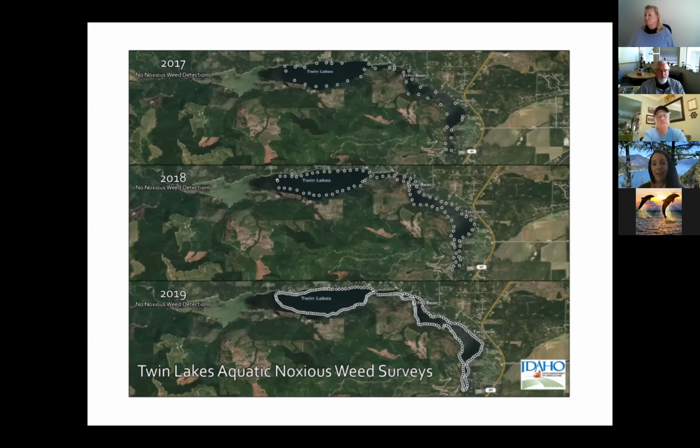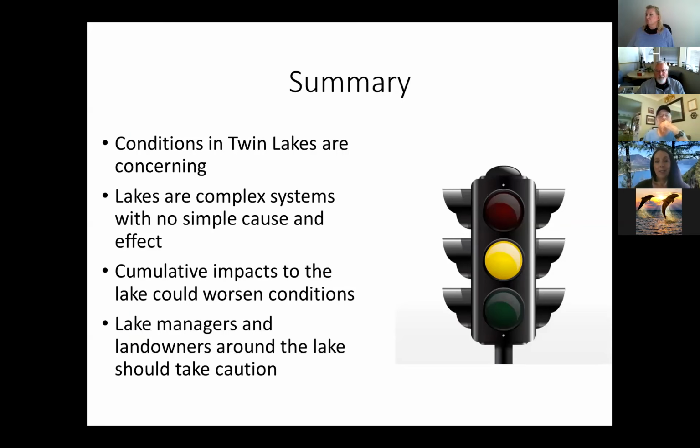So in summary, I've got this yellow traffic light up, meaning that we've got some concerns with the lakes. We saw a pretty significant harmful algal bloom in the upper lake last year. We saw the presence of the organisms, and there were toxins throughout both the upper and the lower lakes.